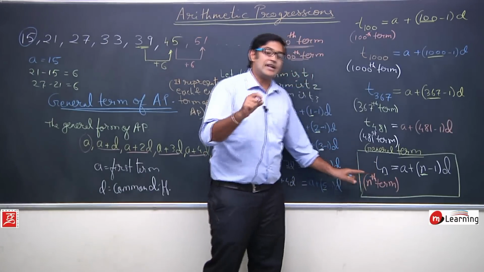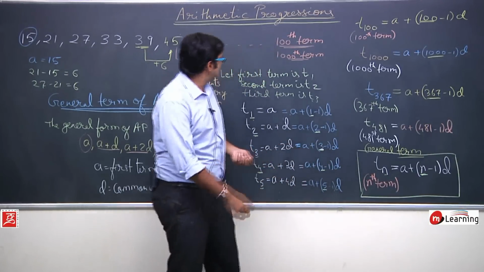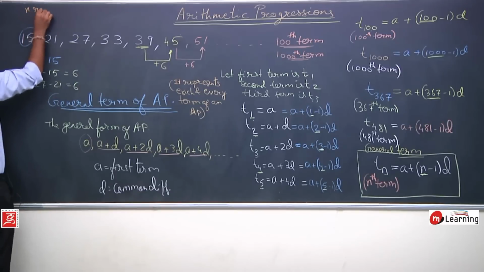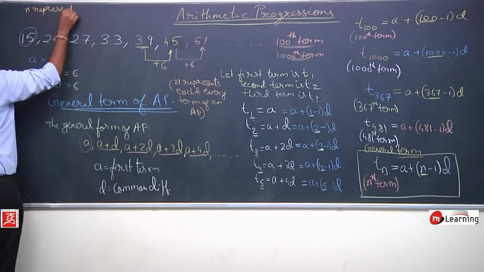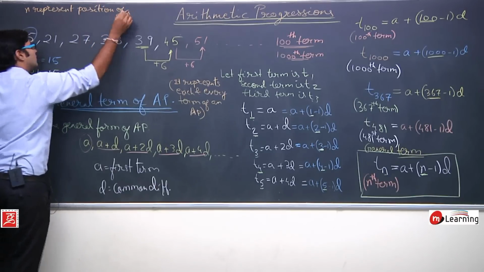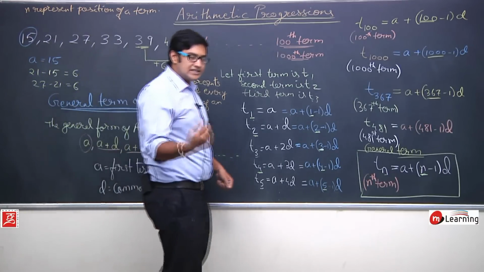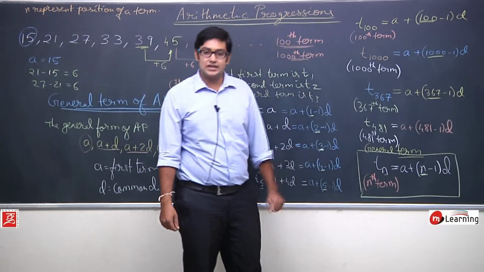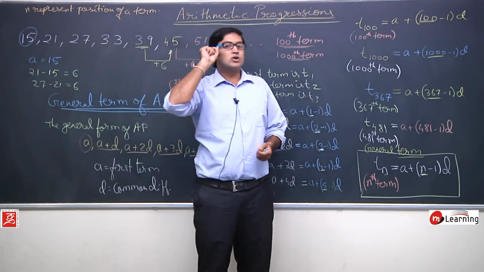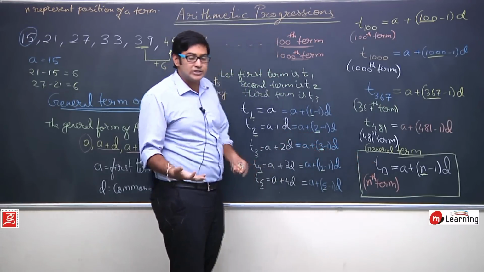So what is n? N is the position of a term. Okay, n represents the position of a term. Now why are we discussing n also? What is the significance of this n? Since I have said n represents the position of a term, so what are the possible values of n? n की possible values क्या क्या हो सकती हैं?